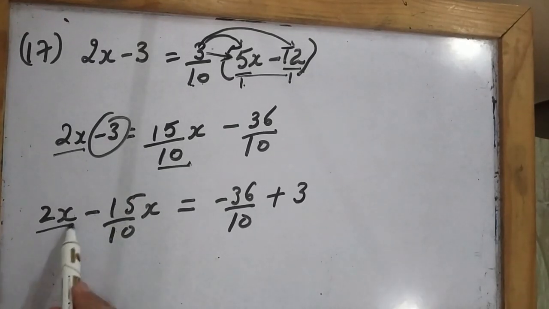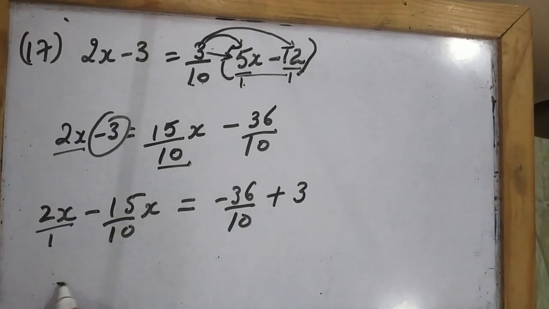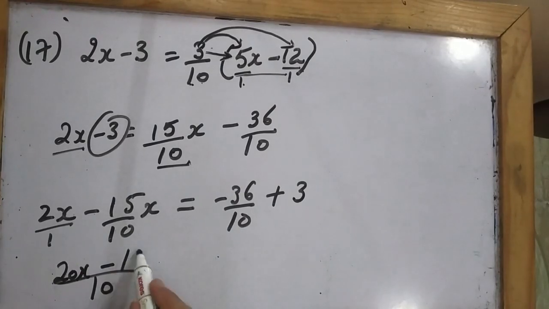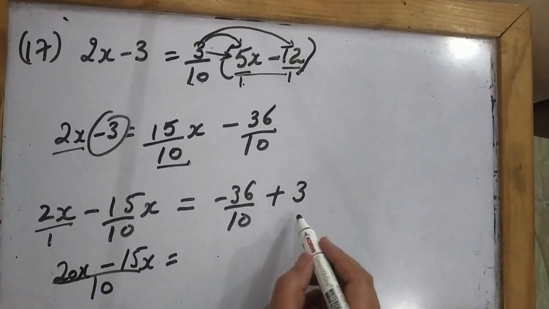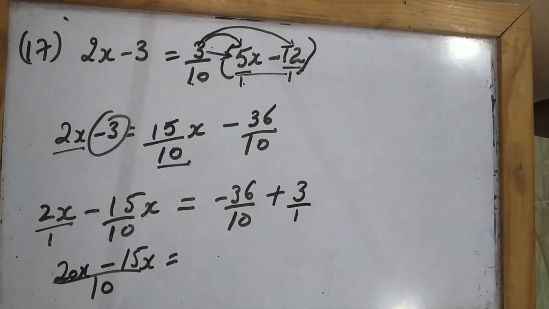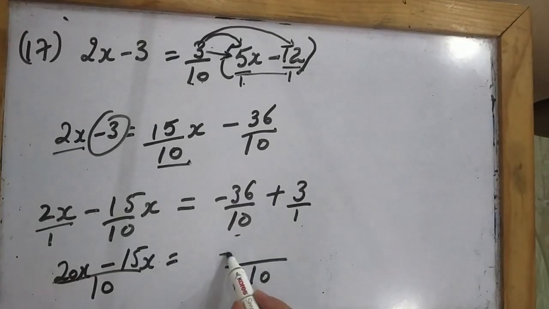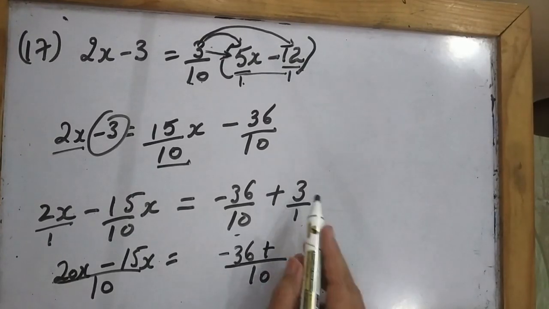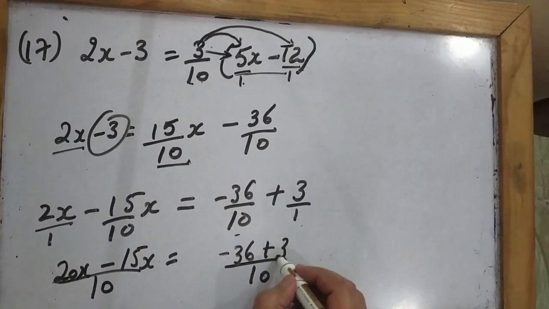This is a fraction, you can convert this also into a fraction, and you will subtract by taking out the LCM. So my LCM will be 10, so 1 10s are 10, so 10 2s are 20x. This is 10 1s are 10, so this will be 15x. The other side also you can convert this into a fraction. So this I will solve with LCM, taking out the LCM. LCM will be 10. 10 1s are 10, so minus 36 multiplied by 1 is minus 36. 1 10s are 10, so 3 10s are 30.